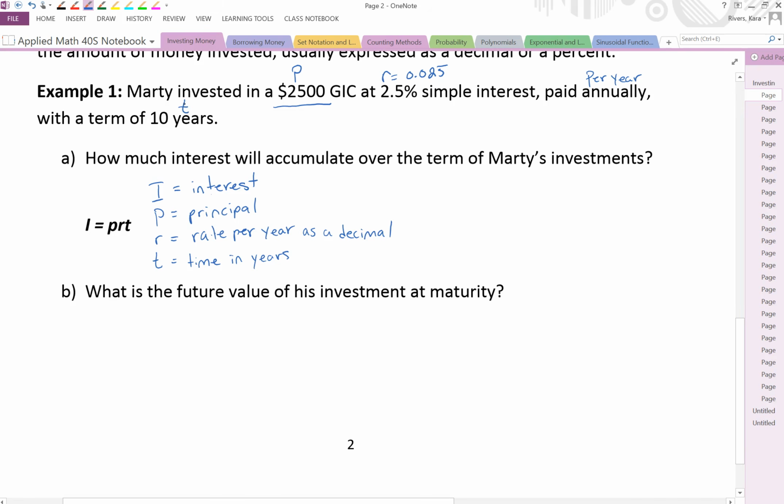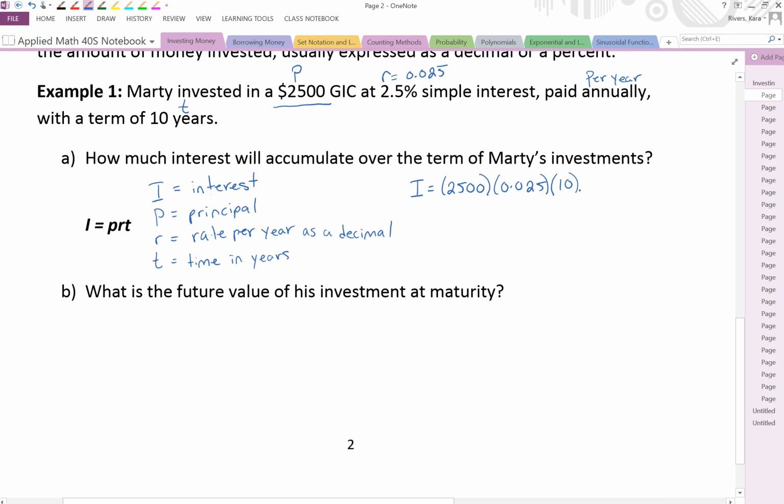So what we want to know is, if Marty puts this amount of money in for 10 years, how much money has he earned? He's not allowed to touch that $2,500. It's got to stay there, so he has to be okay to be without that money for 10 years. So if we use this formula, I is equal to P, 2,500, times R, 0.025, times T, which is 10.